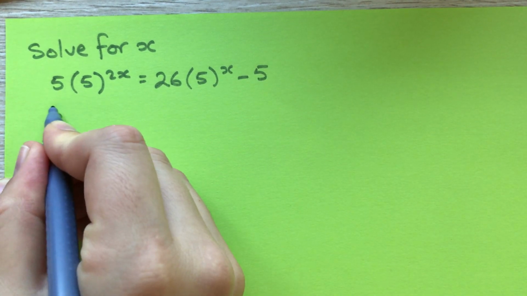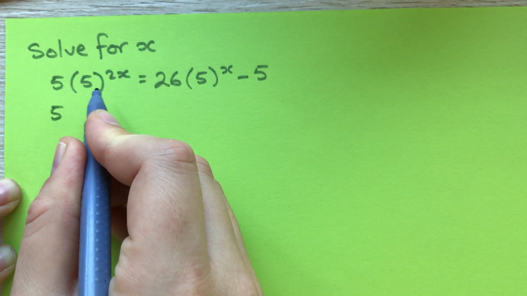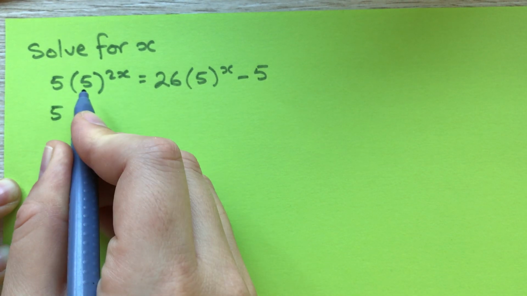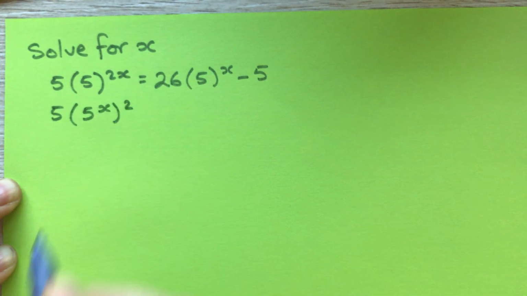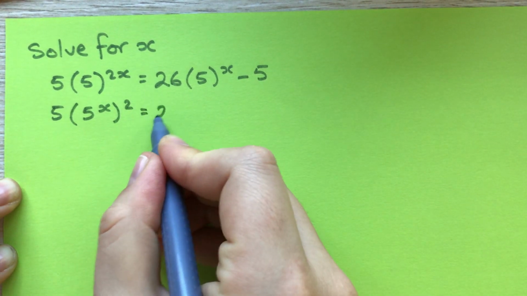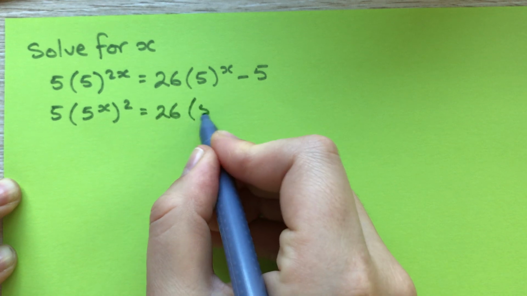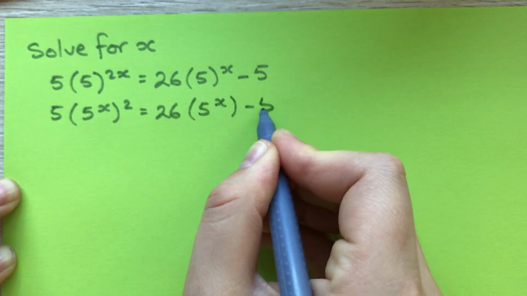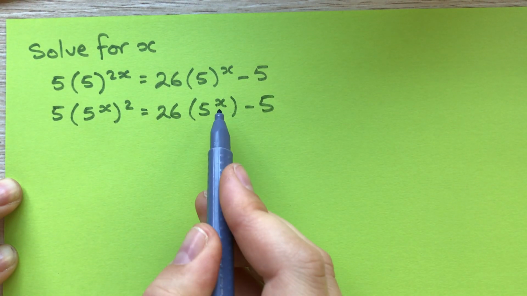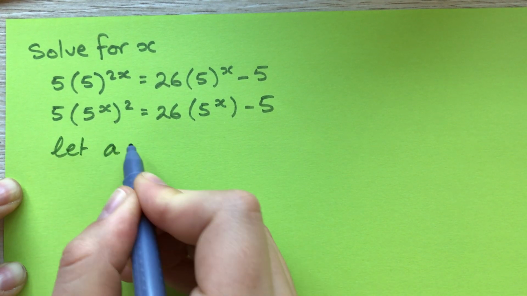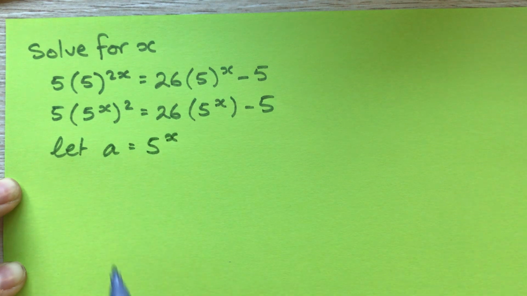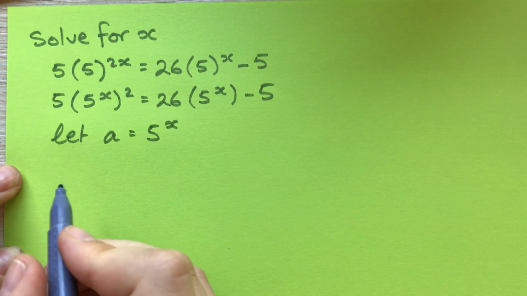But first, we're going to rewrite this term here. We're going to bring the x in, like that. Because then you can see we've got a 5 to the x, 5 to the x. Let a equal 5 to the x, and that way we don't have these powers that we need to deal with.